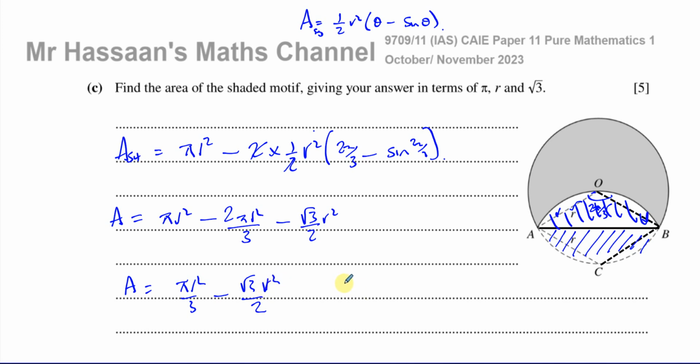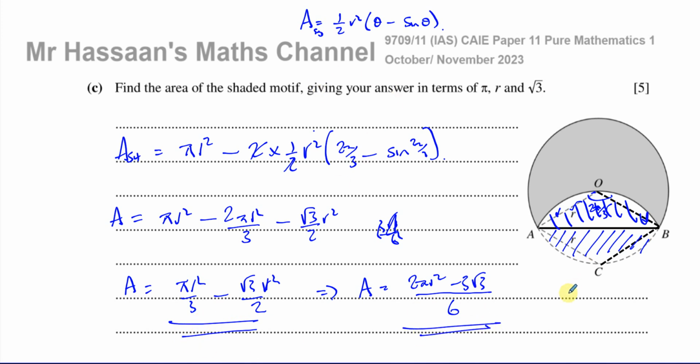If you want to make it into one fraction, we can, that's fine. So some of you might have made it into one fraction. If you make it under one fraction, you have the common denominator of 6. So this is going to be 2 pi r squared over 6, and this is going to be 3 root 3 r squared over 6. Okay, so that's going to be the answer. So this is fine, you can write it as one fraction. They didn't specify how to write it, so both of those are fine.